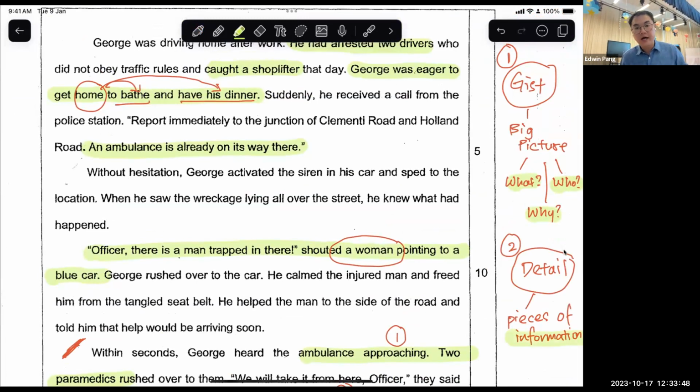So my first reading, I read for gist. I'm looking for who, what, and why. Second time I'm reading for detail. And what am I reading for? I'm reading for information because I'm answering specific questions about the text.